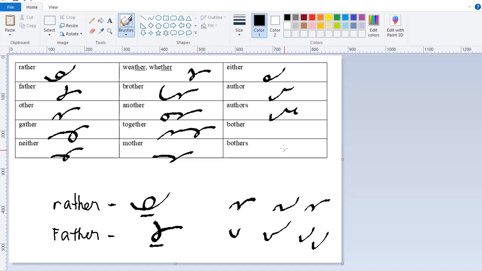And then, we have bothers. So, we have B, and then O, and then R, and then THER, and then S. Bothers. Ulitin natin. We have B, and then U, and then TH, and then S. Bothers. Okay. So, ayan. I hope you were able to get that. Kung ano yung gagamitin ninyo.